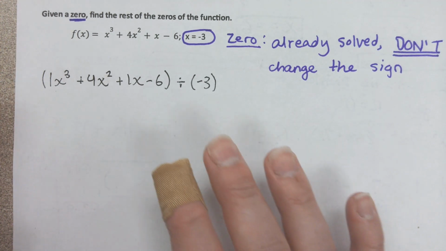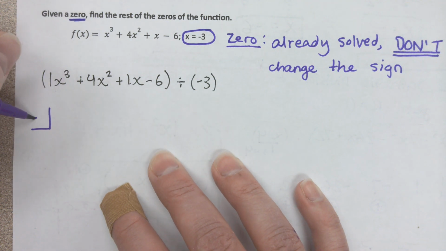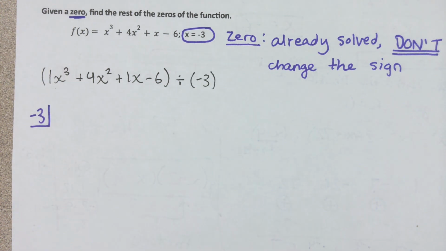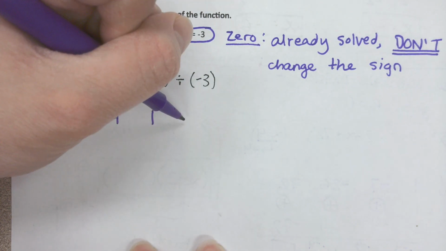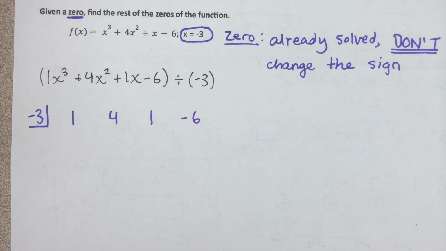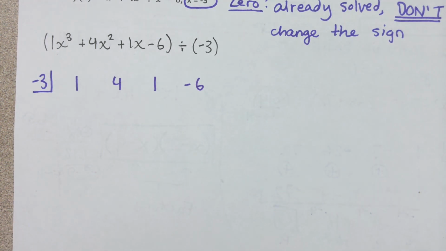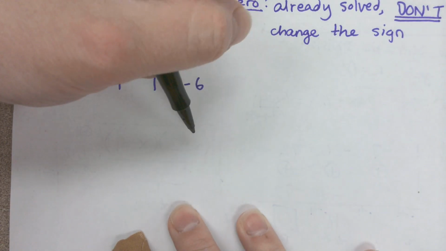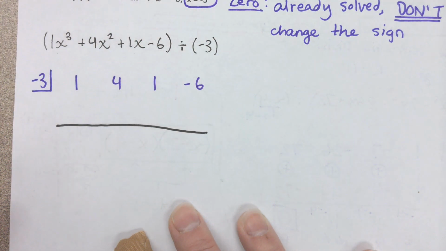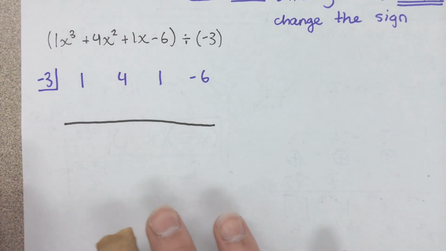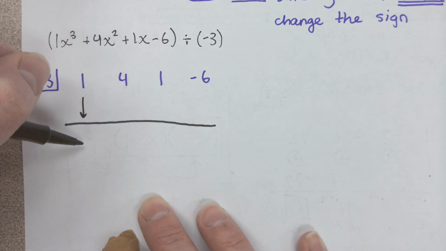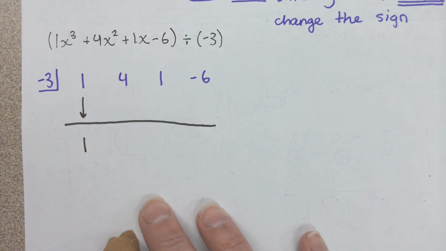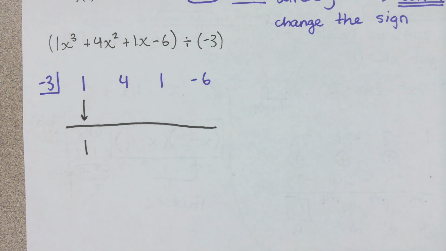Let's set up the synthetic division. Put the -3 in the backward cell. Again, we don't change it. And we'll take all our coefficients from above. 1, 4, 1, -6. And then draw the line for your workspace. Let's begin. We'll bring down the 1, the first coefficient. From here we multiply, add.